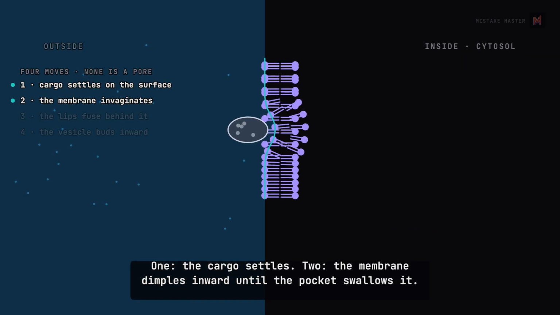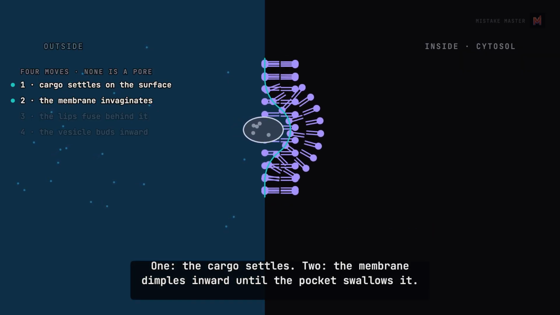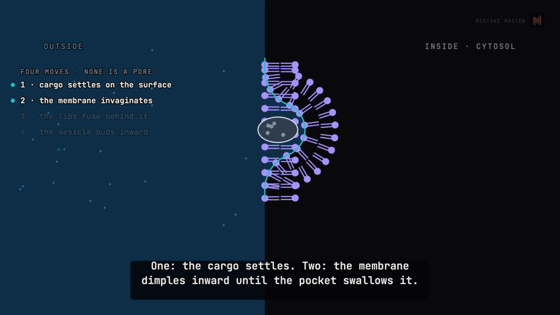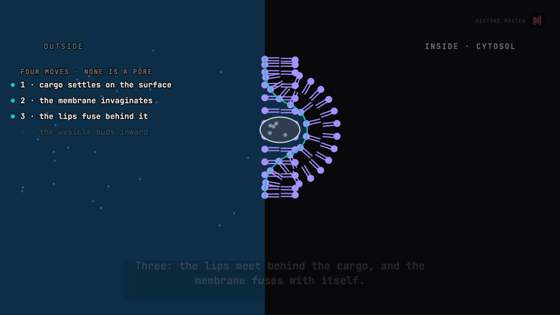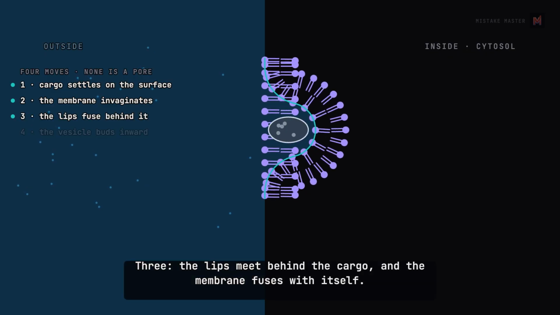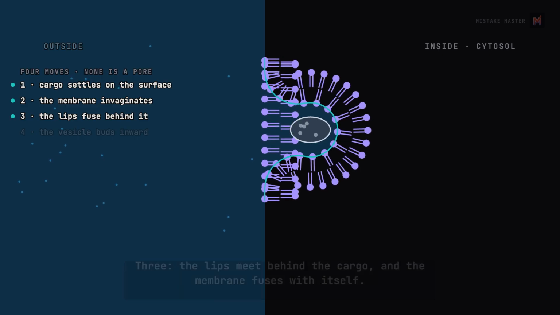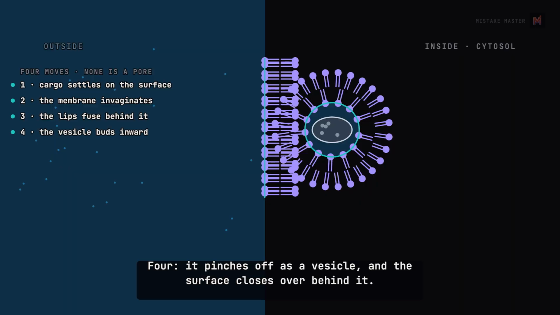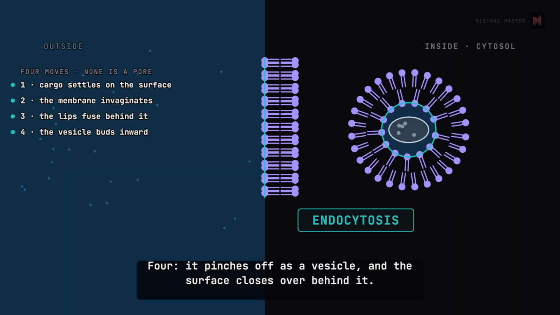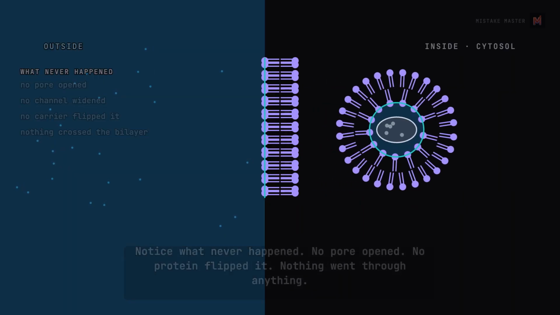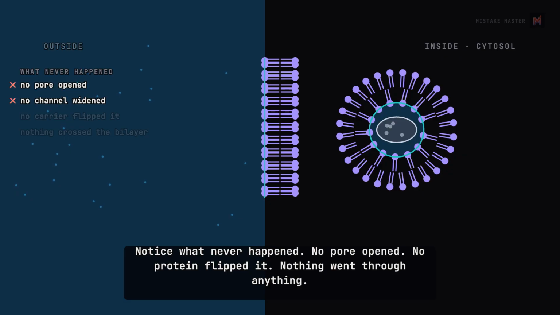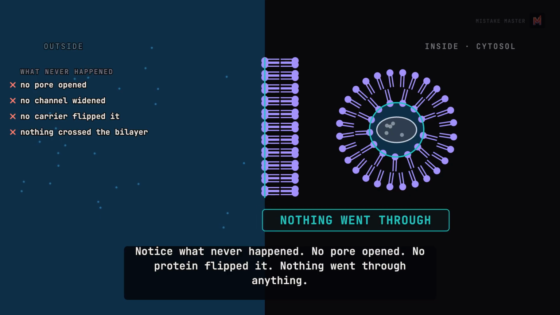1. The cargo settles. 2. The membrane dimples inward until the pocket swallows it. 3. The lips meet behind the cargo and the membrane fuses with itself. 4. It pinches off as a vesicle and the surface closes over behind it. Notice what never happened. No pore opened, no protein flipped it, nothing went through anything.